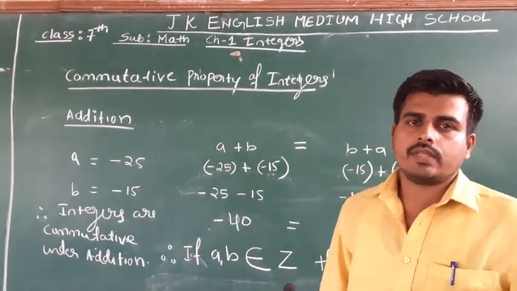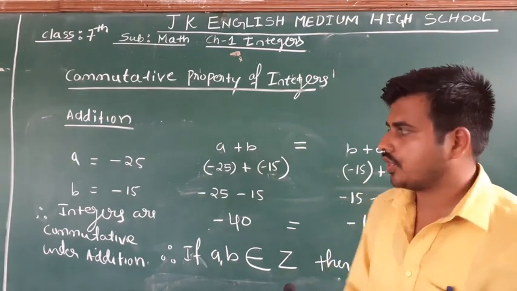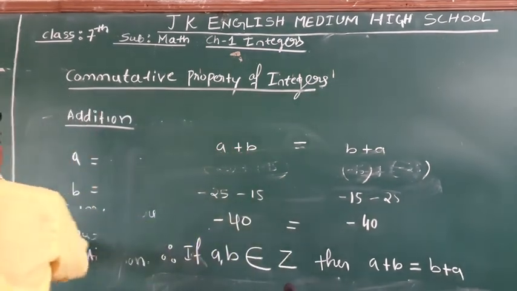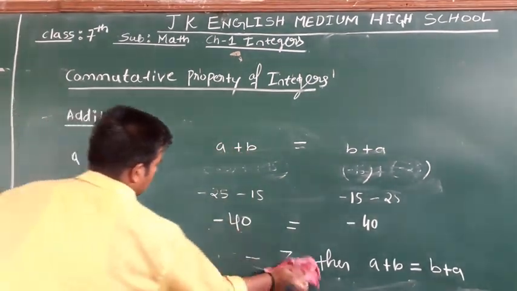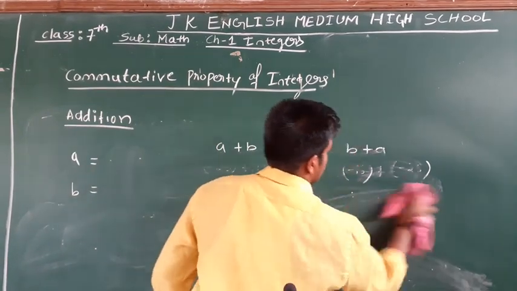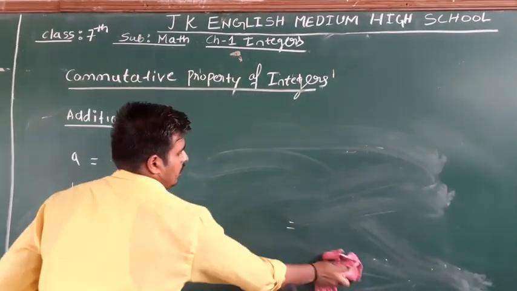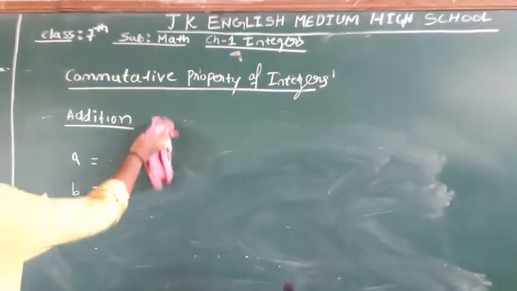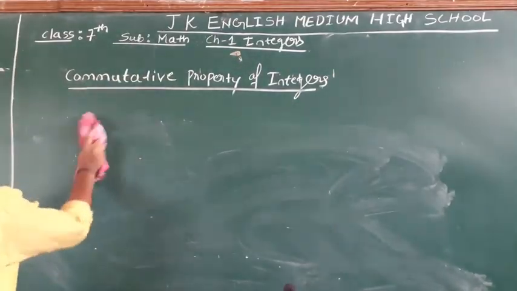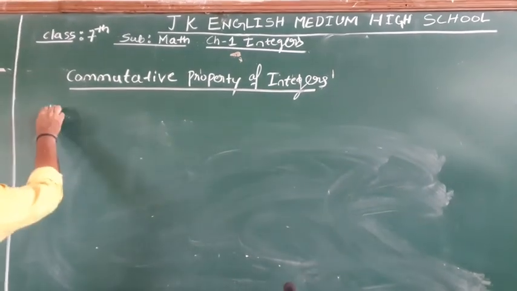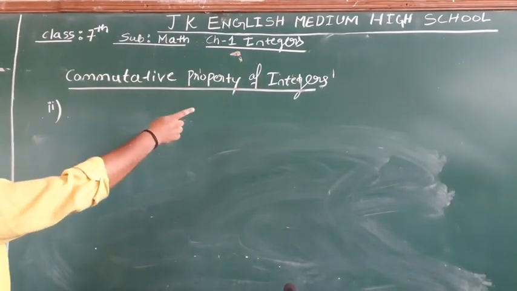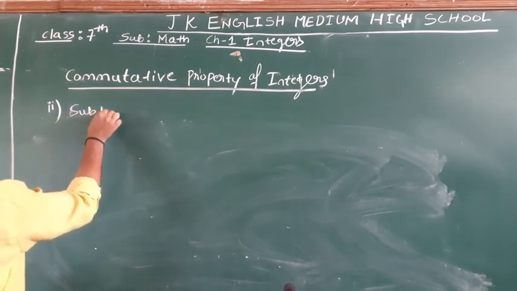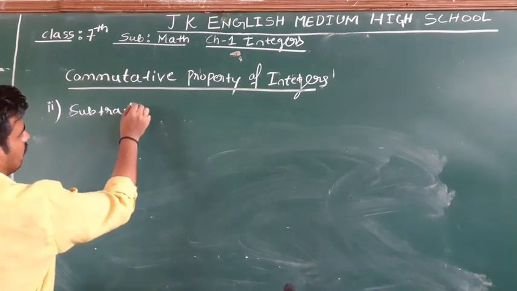Now we will check whether integers are commutative under subtraction. In short, we will take one example because the length of the video is going to be more. Second, commutative property of integers. In that, the second one is subtraction.